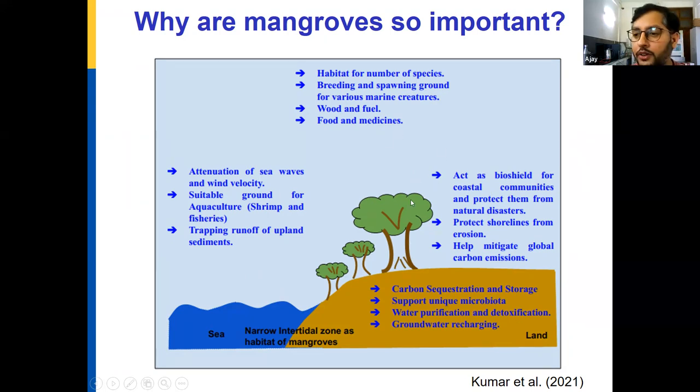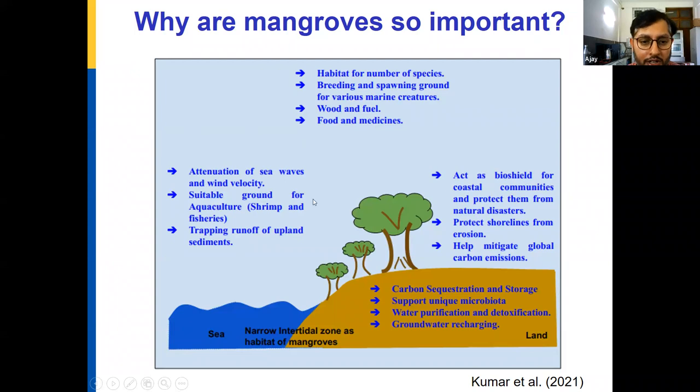Then they support unique microbiota. Not only are these mangroves unique in their different adaptive traits, but other microbiota within them are also unique. For example, the bacteria or the fungi that grow in this ecosystem are also very different from other fungi or bacteria. Another important thing they do is water purification and detoxification, because their roots are such that the purification of water is done by the roots. Groundwater recharging is another important benefit that these mangroves provide.